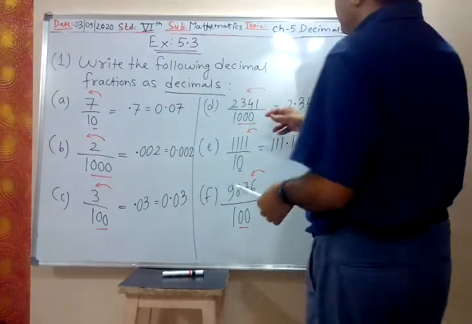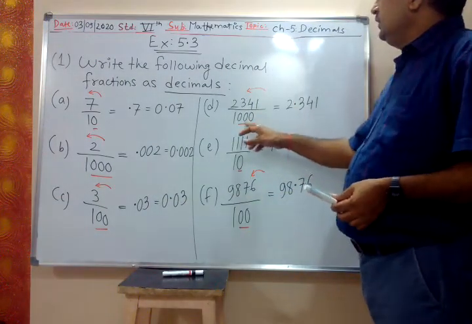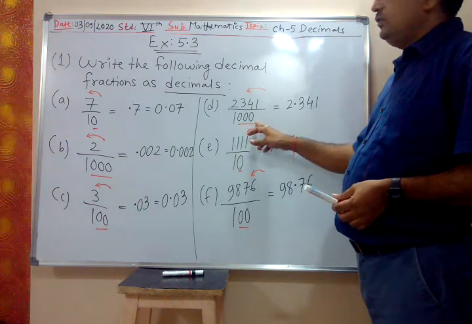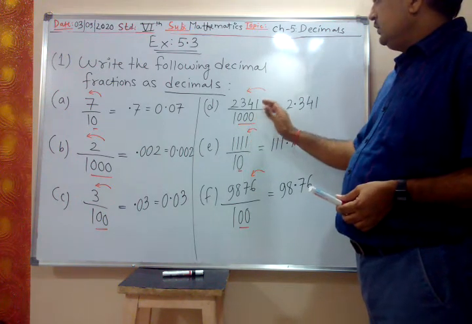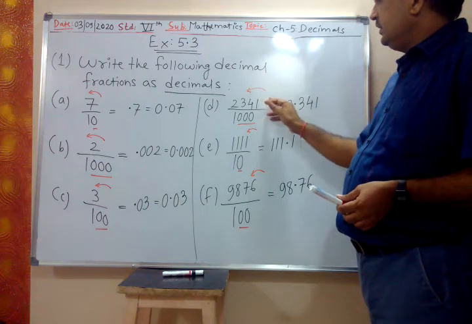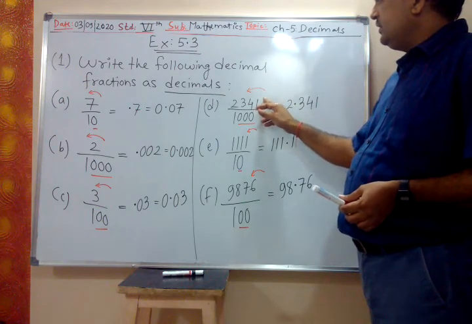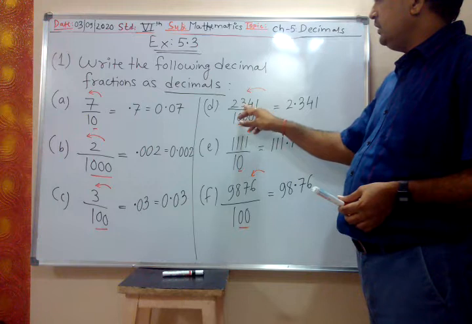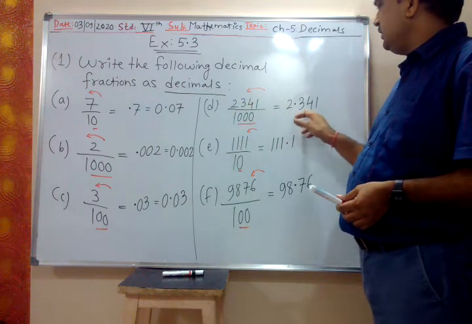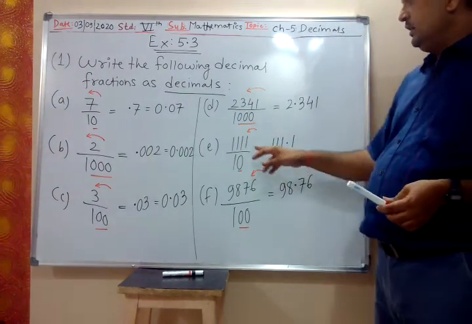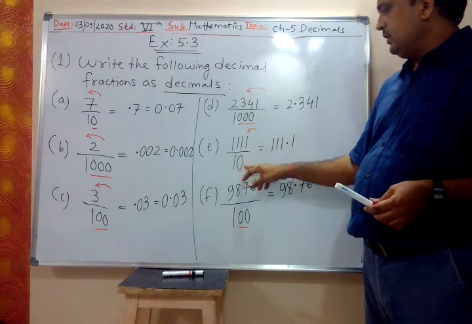Then 2341 upon 1000. In denominator there are 3 zeros. So now we start from right and put the decimal after 3 digits. So 1, 4, 3, put the point. So that is 2.341.